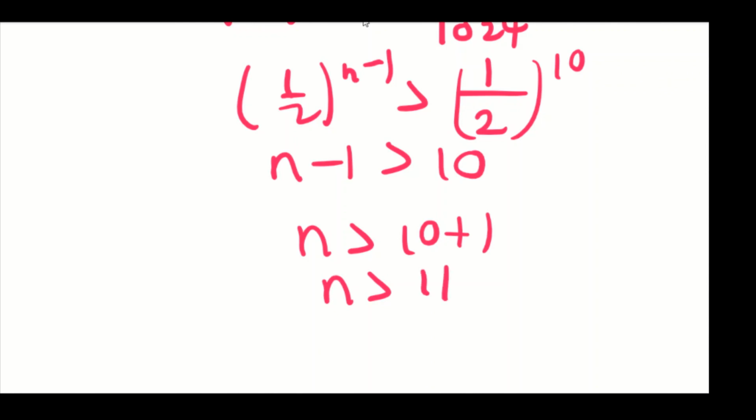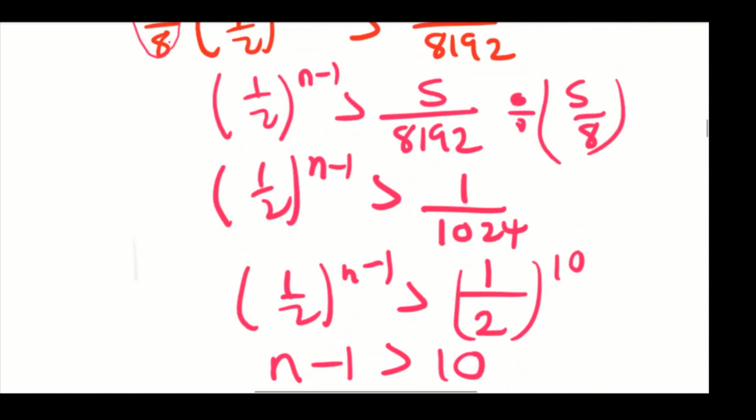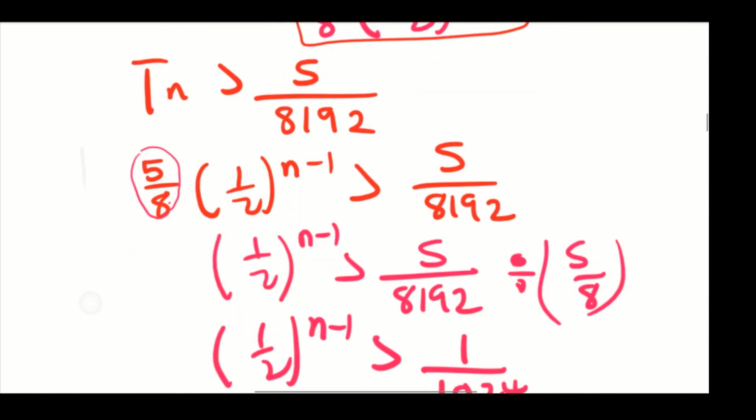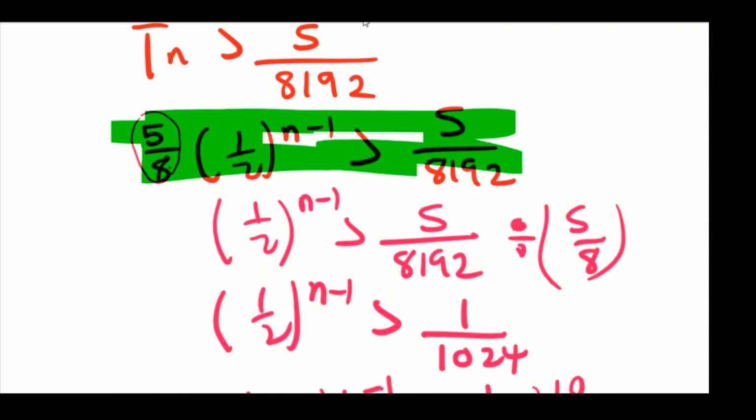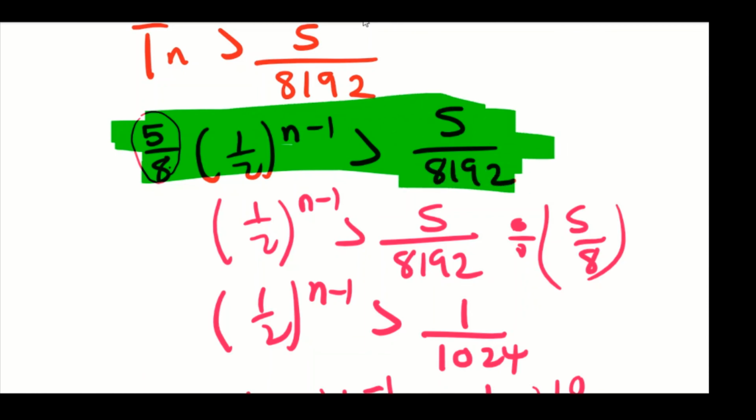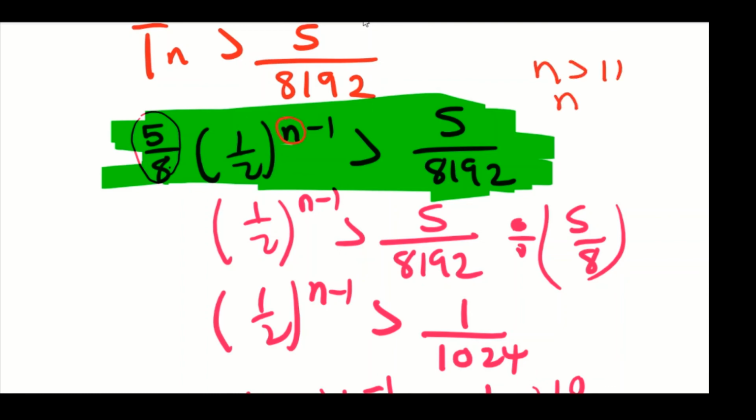To find the conclusion of the value of n here, you need to substitute your values of n. Because you'll be having this part here, and we are told that Tn must be greater than 5/8,192, right? So you're going to substitute your value of n here. Now that we found n greater than 11, you're going to substitute n equals 12 and see if you get a value that is greater than 5/8,192. But if you don't, which means it becomes smaller, then you need to use an n value that is less than 11, right?